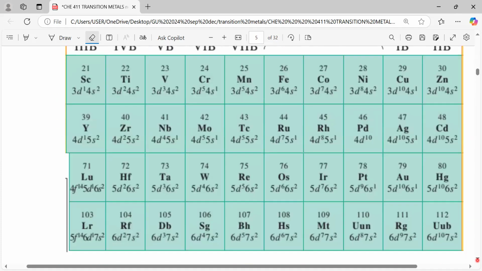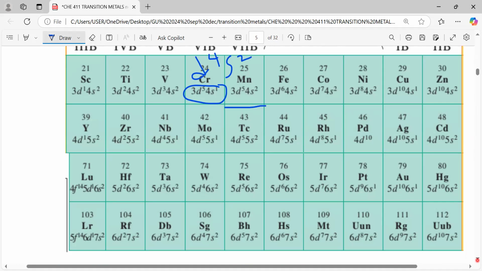You can see clearly D1, D2, D3. This is supposed to be a D4, D4S2, but they have written it in the most stable form, which means one has been borrowed from S and given to the D so that you get D5S1. So this one is D5, which remains the way it is because D5 is okay.